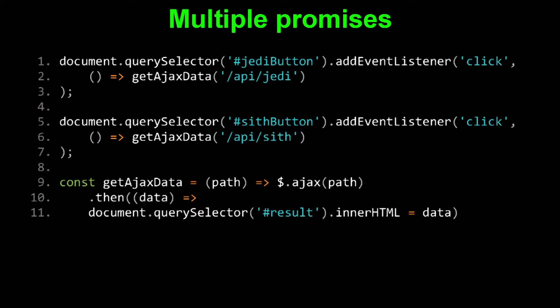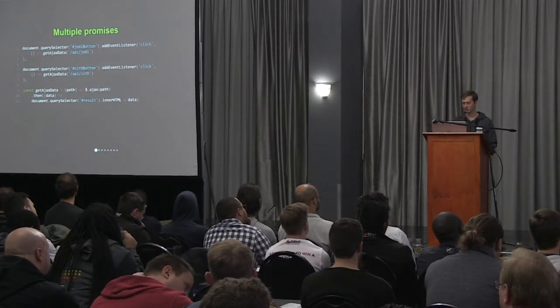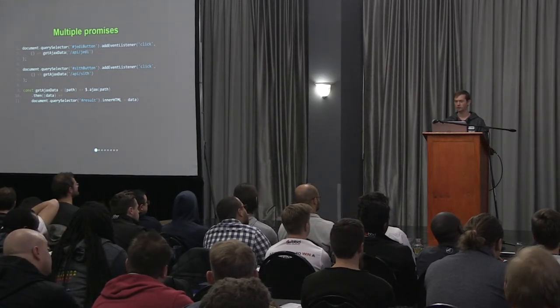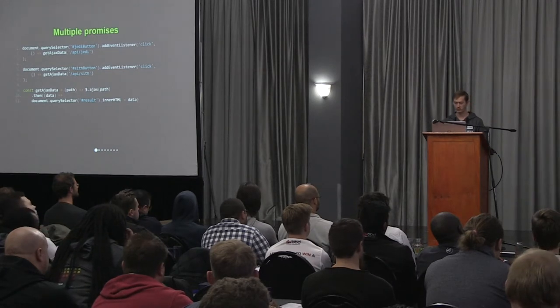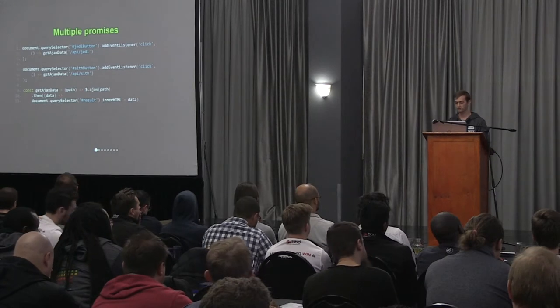So best case scenario, your first data is going to flash on the screen and then be replaced by the second, or the correct, data a second later. But it's actually a race condition. And if we have two AJAX calls out in the air, we have no idea which one's going to return last. Because the one that's going to return last is going to overwrite the data of the other one. And it might not be the one related to the button that the user clicked last.